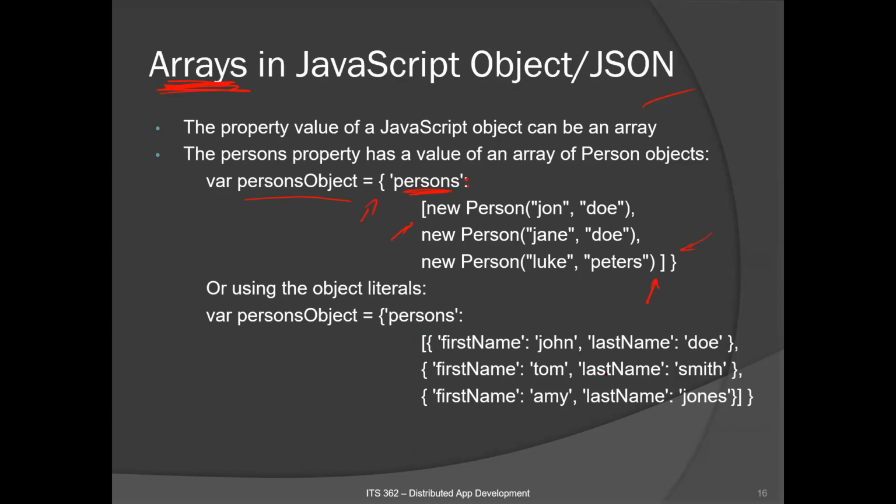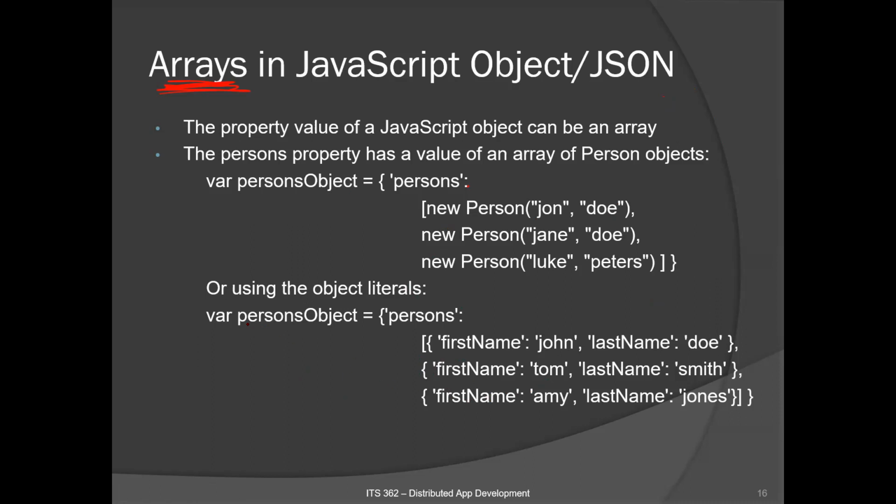Like a list in Python, right? So you have the square brackets, and then if you notice, inside, you have your actual class. Obviously, that function needs to be defined somewhere, but then you have comma separated new person John Doe, new person Jane Doe, new person Luke Peters. So these are all used to populate these objects. We can also take this approach over here.